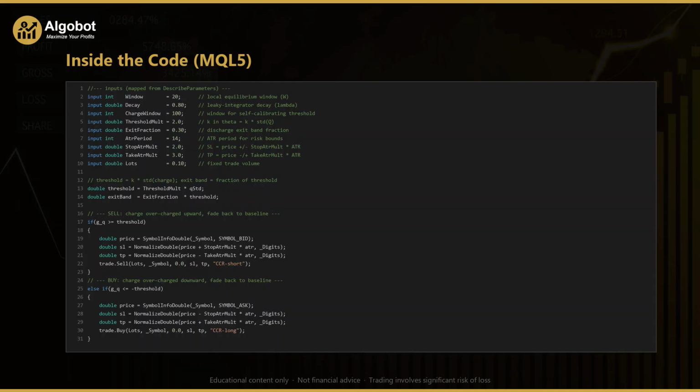Notice how symmetric it is. The buy and the sell are exact reflections of each other, each fading the accumulated charge back toward equilibrium, and each bounded by the same average true range risk logic.